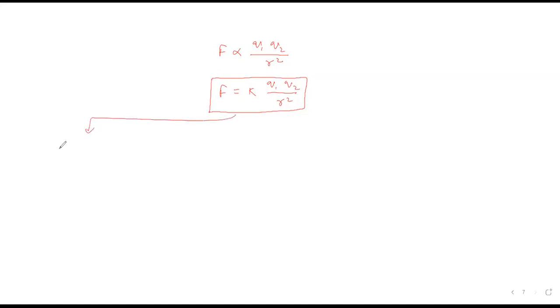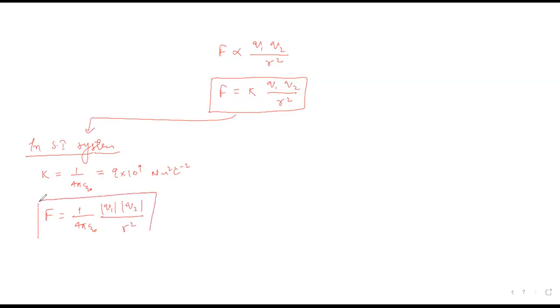Now, in the SI system, remember here, the value of K is equal to 1 over 4 pi epsilon naught, which is equal to 9 into 10 raised to the power 9 Newton meter square per Coulomb square. Or we can also write F is equal to 1 over 4 pi epsilon naught Q1 Q2 over R square in place of K. This is the equation of the force acting between two charged bodies in the SI system. Are you clear? Please note it down.